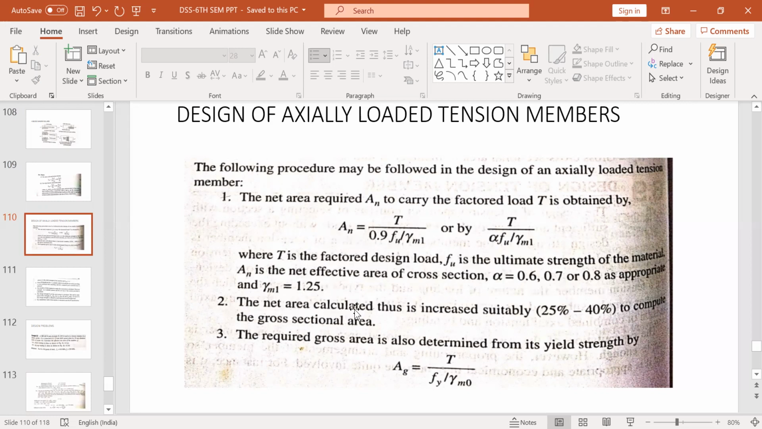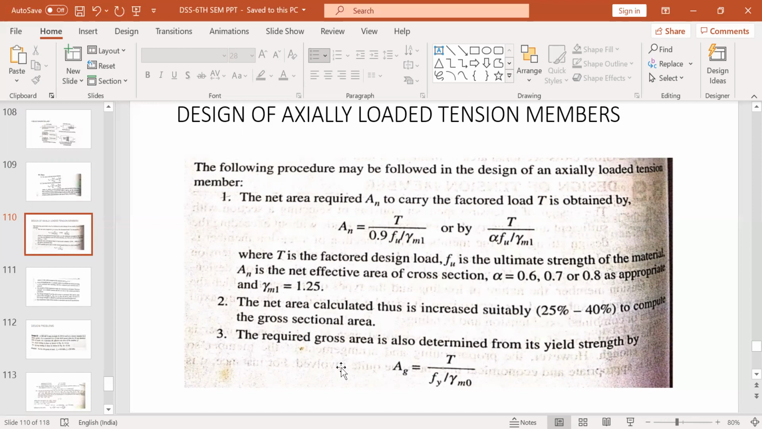Now the net area you calculate, you just increase that net area. Suppose, for example, it is 1000 mm square net area. Just increase this by this margin, 25 to 40%. It will be the gross area. So if 1000 is the net area, your gross area will be in the range of 1250 to 1400. 25 to 40%, 1.25 to 1.4 times the net area.